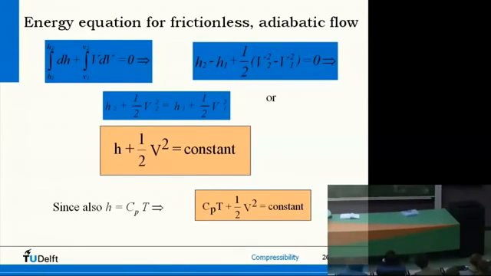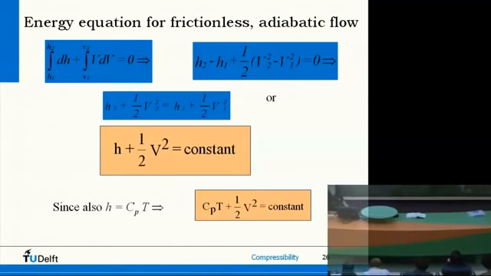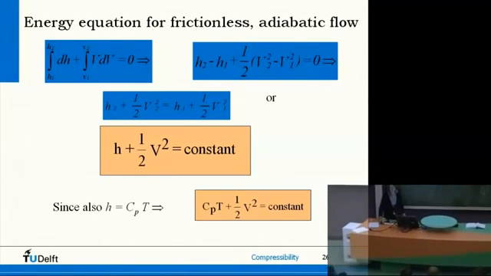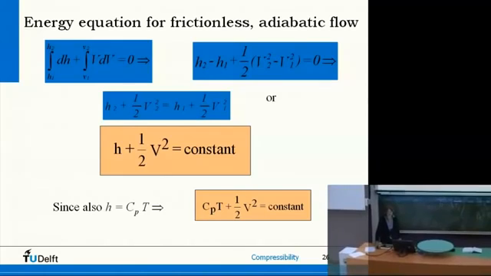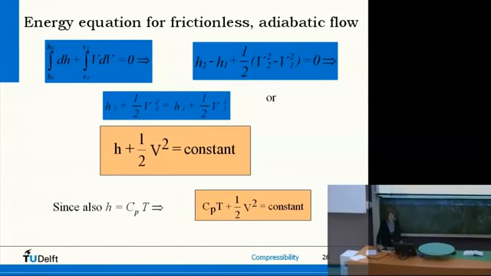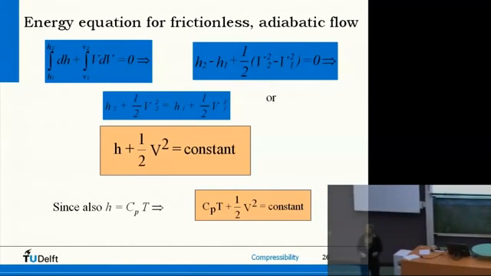Because if you collect all on one side and all on the other side, I get h2 plus a half V2 squared is h1 plus half V1 squared. So h plus a half V squared is constant. And then h is CpT, so CpT plus a half V squared is constant. What is this constant equal to? Oh, question.